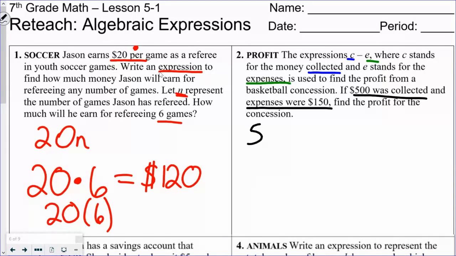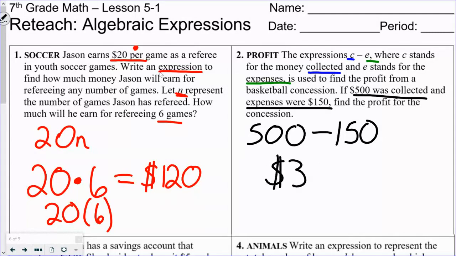Okay, so $500 was what was collected at the basketball game, but they had to pay $150 for expenses. So what is our profit? Well, you would subtract and you get $350 profit.